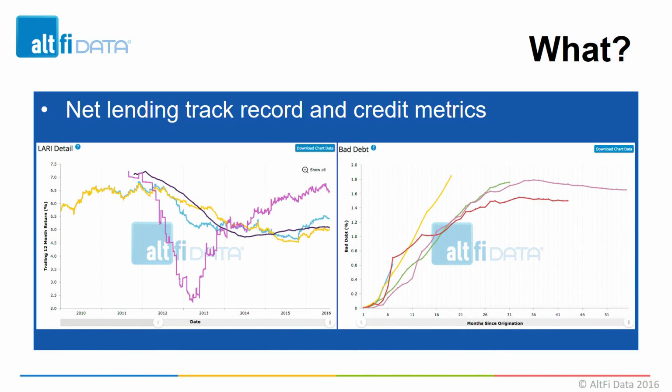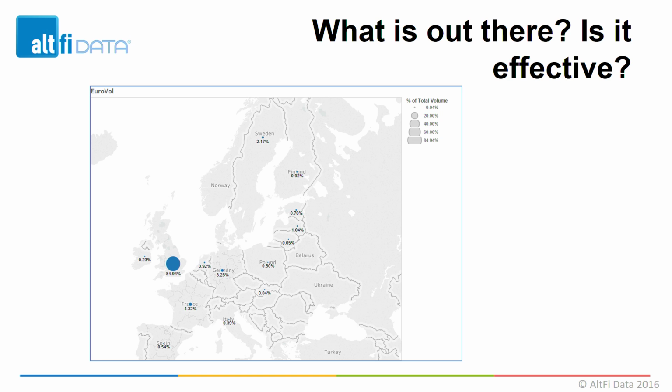So, what is it investors need to see? Well, I believe what investors need to see is a track record of net lending on a like-for-like comparable basis, and all the other credit metrics that the wider credit industry is used to seeing, and in a language they understand, to common existing credit market standards. So let's have a look at what's out there, and let's figure out if it's effective.